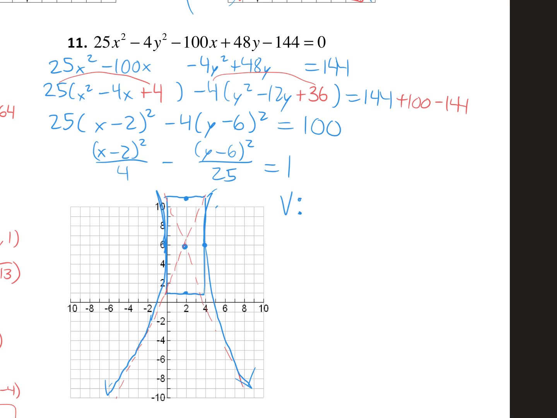Right, the vertices, again, looking at the sides of the box, are 0, 6, and 4, 6. The foci, right, so quickly to find C, you add the denominators together and take the square root. Right, so from 2, 6, we want to give that to the x coordinate this time. Right, and then our asymptotes.